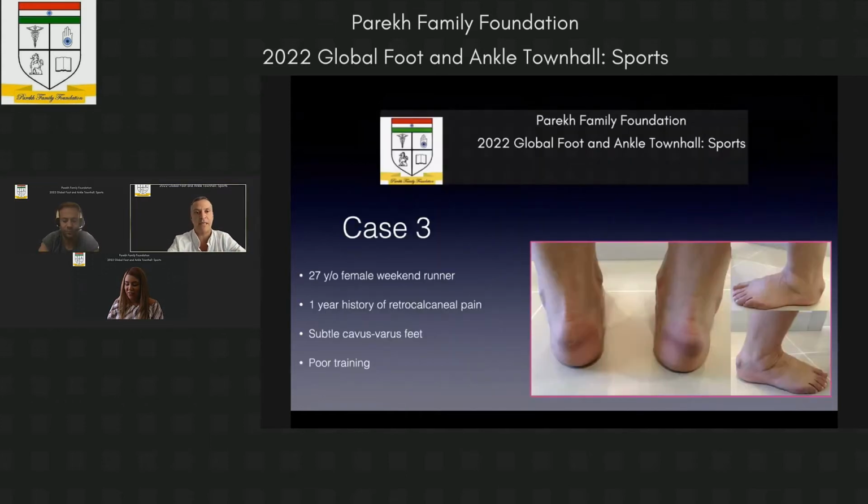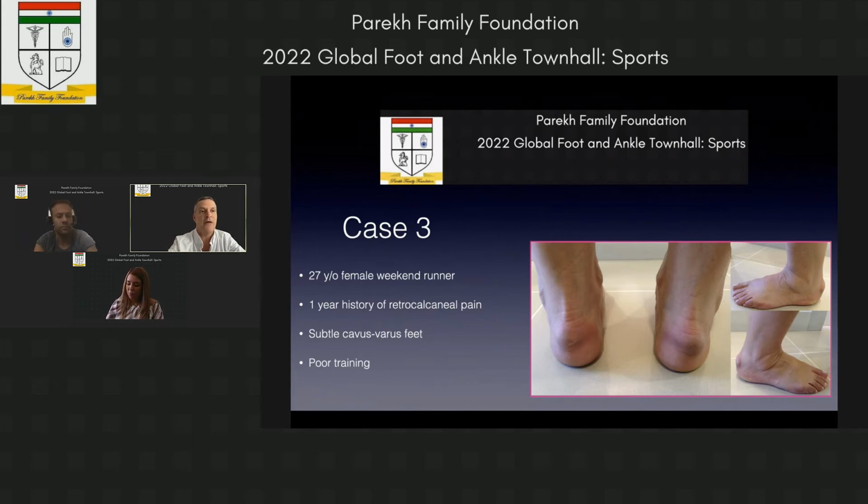And this is my last case. This is a 27-year-old woman with a history of 1 year of retrocalcaneal pain. Factors related to tendinopathy can be intrinsic, like structural or anatomical lower extremity conditions. In this case, this patient has a cavovarus deformity.